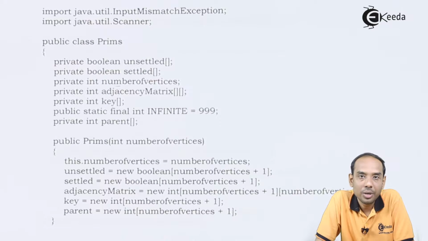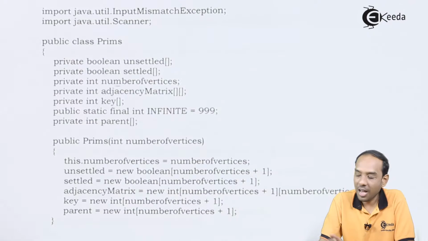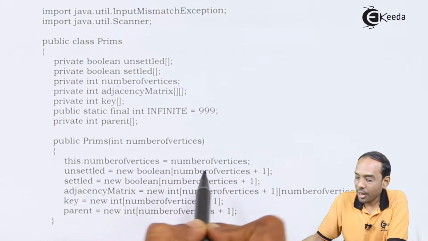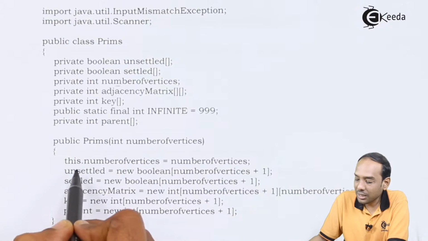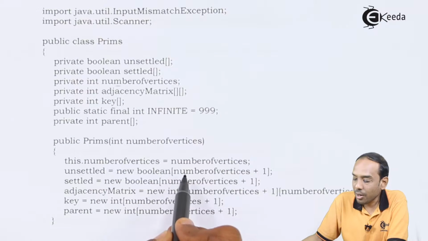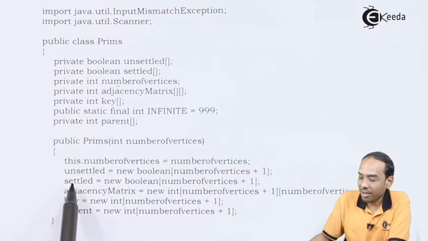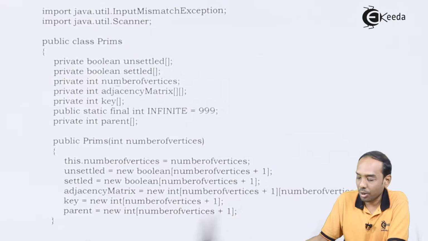When this is done, then we need to define the size of the arrays we have declared. Let us begin with one. We have unsettled equal to new boolean number of vertices, which is taken from the user, plus 1. So the unsettled array is created of the type boolean with the size as number of vertices plus 1. In a similar pattern, we have settled equal to new boolean number of vertices plus 1.